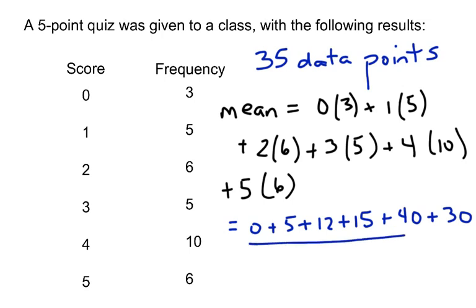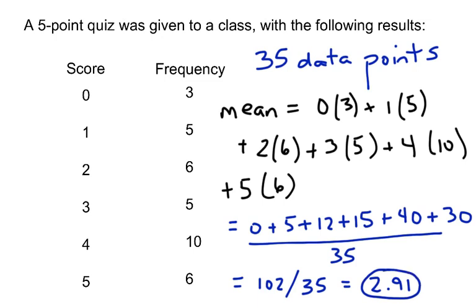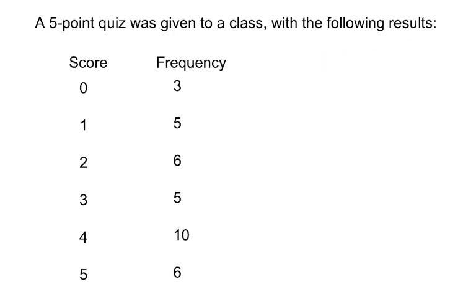And then I'll need to divide that by 35. When I add up all my data points, I get a sum of 102, and when I divide that by 35, I wind up with a mean of 2.91. The main thing to remember here is that we have 35 data points, not 6. So I need to add up all 35 of those and divide by 35 when looking to get the mean.